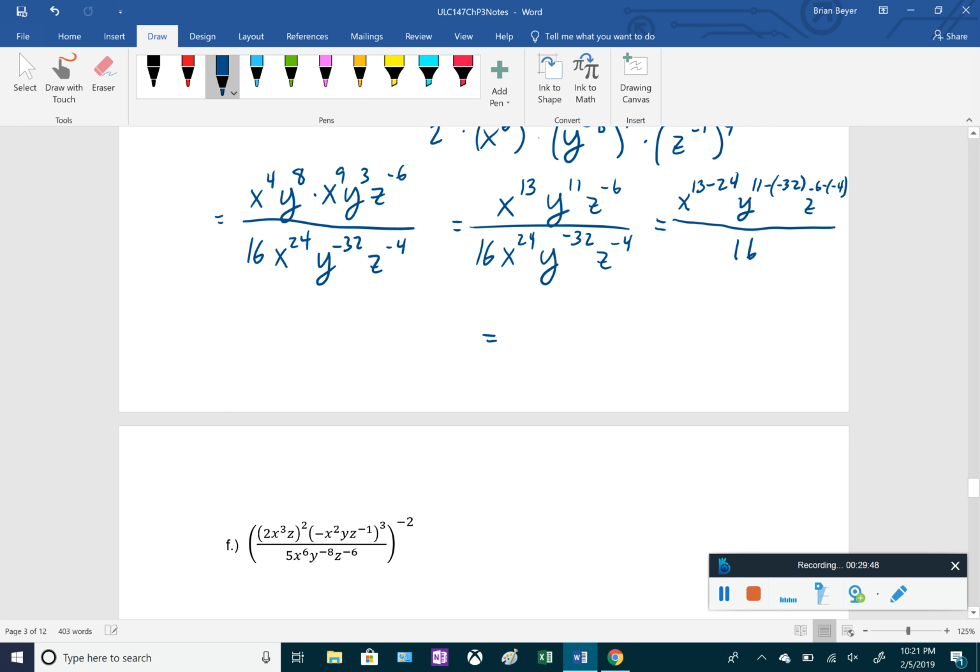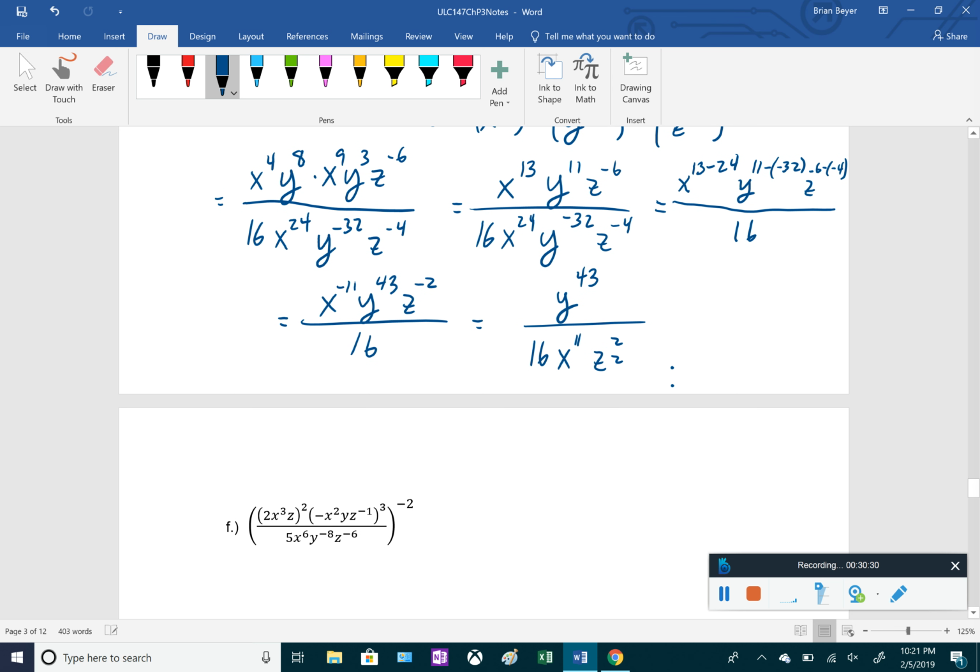So x to the 13 minus 24, I'm going to do it over here a little bit. 13 minus 24 is going to give us negative 11. Y to the 11 minus 32, that's 11 plus 32, so that's 43. Negative 6 minus negative 4, that's negative 6 plus 4, which is negative 2, all over that 16. So all you have to do is put that x and z term in the denominator to make their exponents positive. So that's y to the 43rd over 16, x to the 11th, z squared. So really messy, but that's our answer.